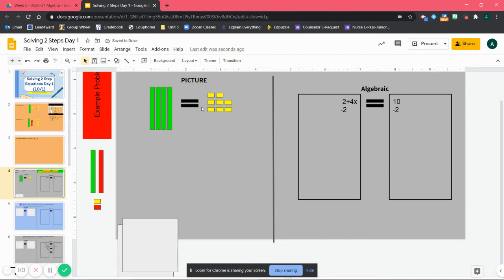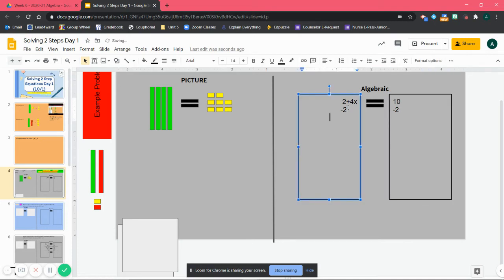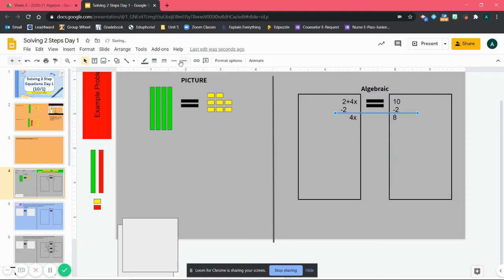So I am left with 4x equals 10 minus 2, which is 8. All I have left is 4x. And then over here, all I'm left with is 8. So now my new equation becomes 4x equals 8. So notice that every time I'm canceling something out, I should have a new equation to work with. I'm just going to add a line here so that I can make sure that I'm separating everything. Okay. So my new equation is 4x equals 8.